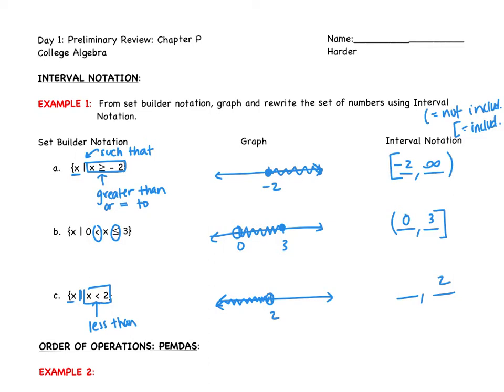There is no starting point. We're just continuing to go in the negative direction. So that is negative infinity. Infinity always gets a parenthesis. The 2 is not included, so it also gets a parenthesis.